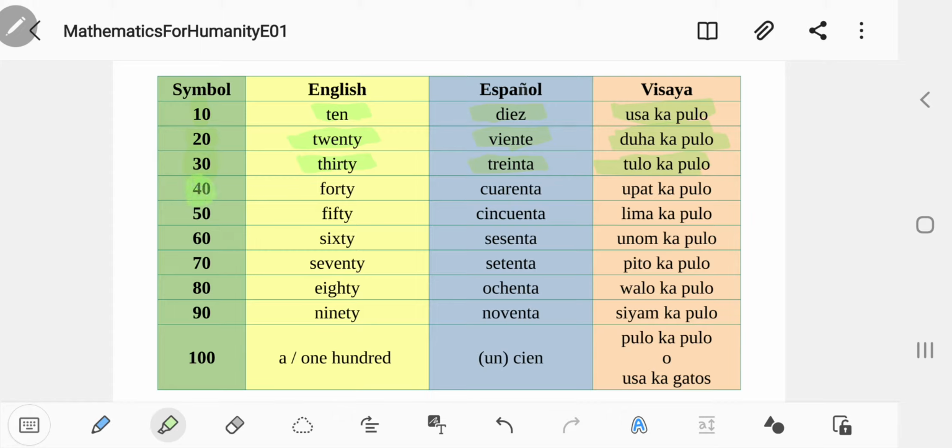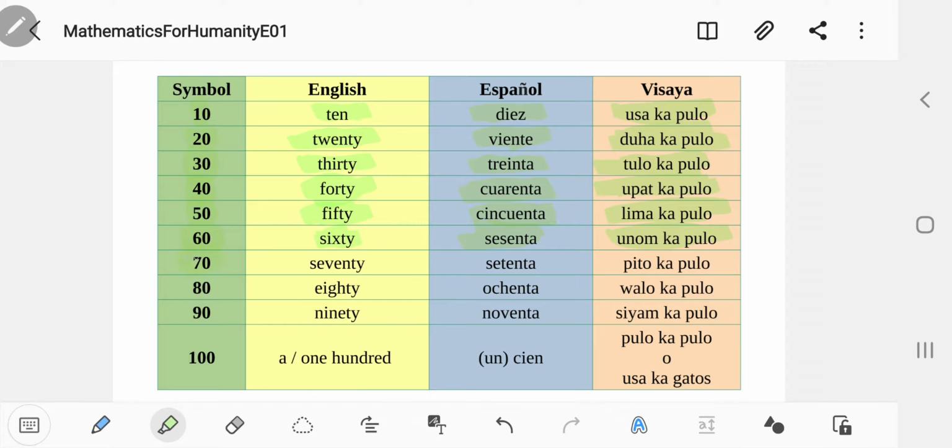You have here 40 to represent 40. In Espanol, 40. Sa Bisaya, upat ka pulo. And then you have 50 representing 50. In Espanol, 50. Sa Bisaya, 5 ka pulo. You also have 60 as symbol representing the number 60. En Espanol, 60. Sa Bisaya, 6 ka pulo.